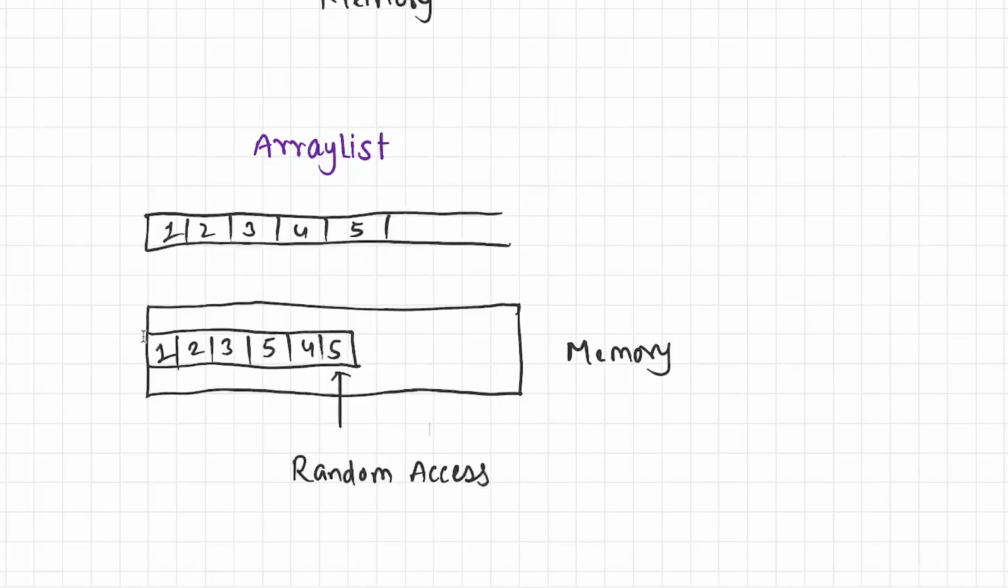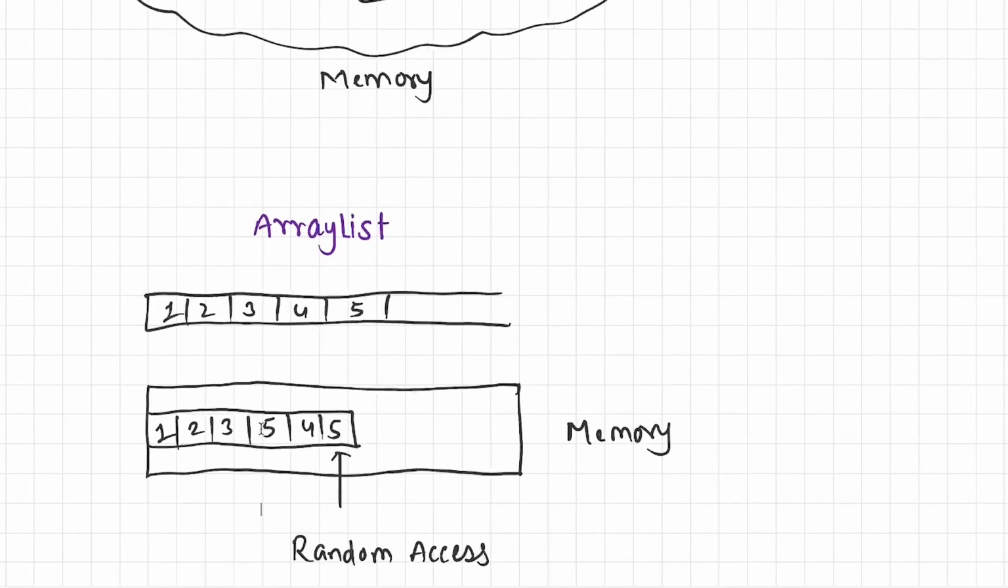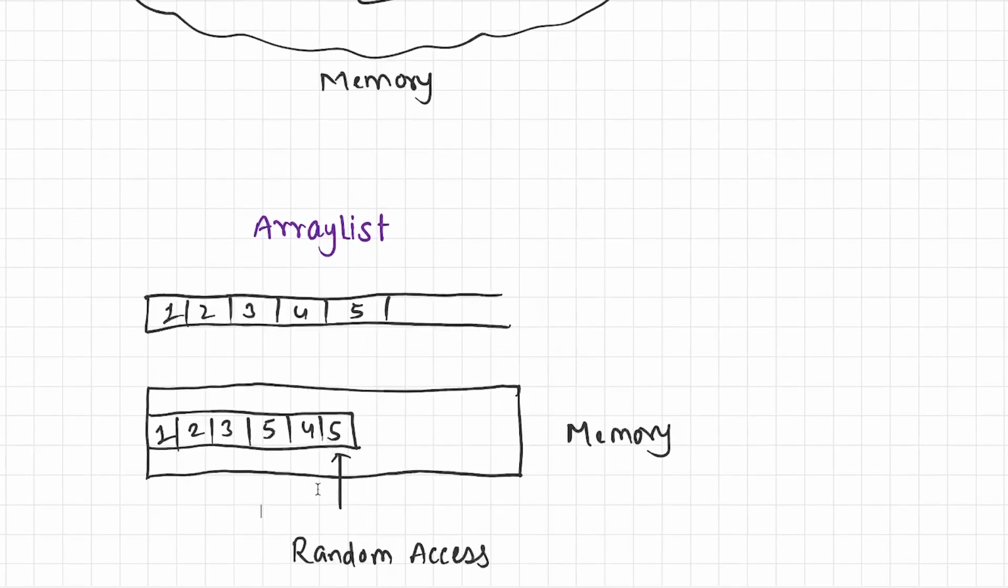As the elements are arranged in sequential and contiguous memory locations, we can access any element randomly in a constant amount of time. So do you see the difference? If you have to print all the elements in an ArrayList from last to first, you can access all the elements in constant time. So if there are 5 elements, your time complexity will be big O of 5.